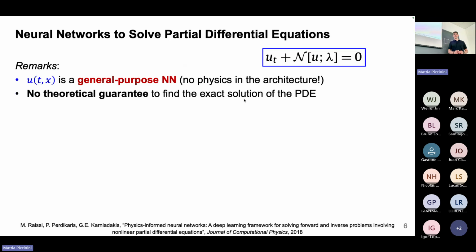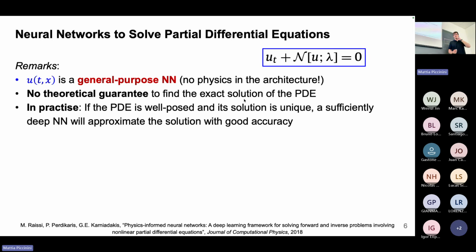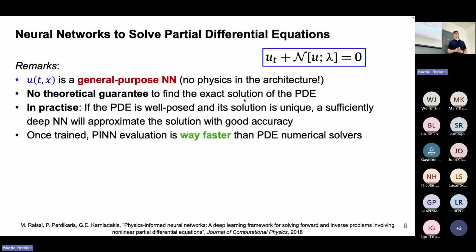And indeed, we said there is no guarantee, but in practice it works. At least for the use cases of this paper, they had the problem that solving these PDEs was taking a lot of time. Once the neural network is trained, you just need to evaluate it. It takes a fraction of a millisecond, so it's way faster, while solving the PDE numerically may take hours if it's a complex problem. So in their case, this was also an advantage.